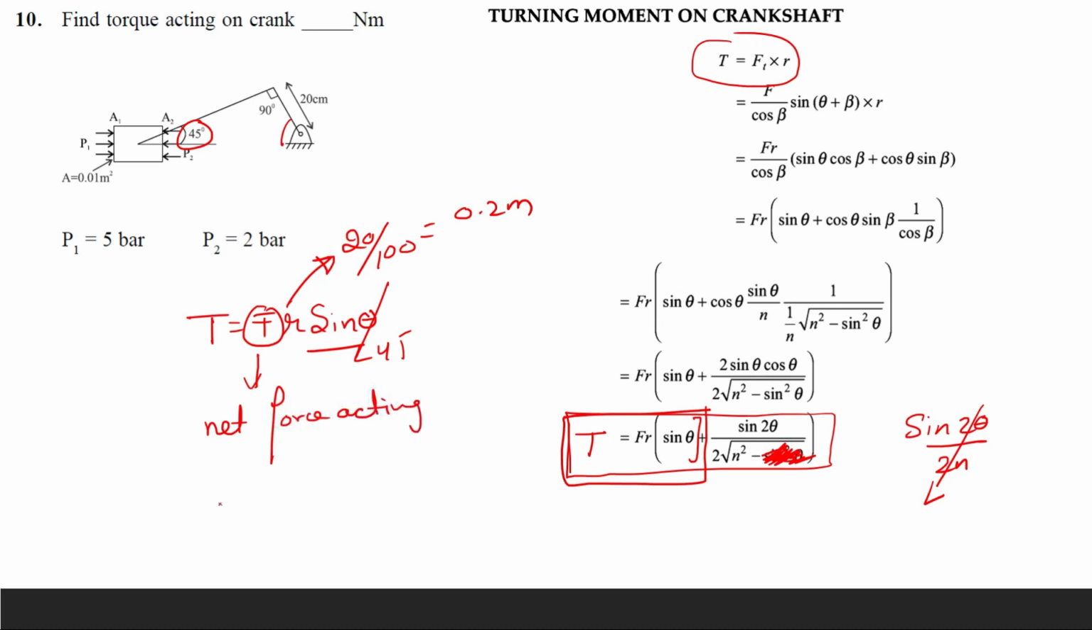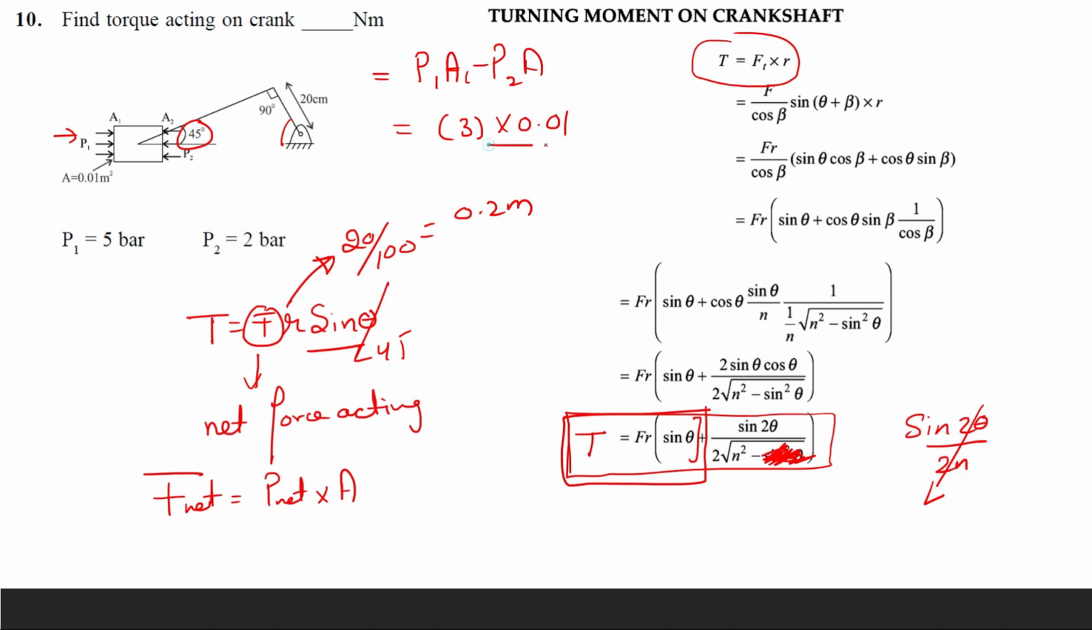So how can you calculate net force? F net is basically net pressure into area, so it is P1 A1 minus P2 A2, because pressure is acting here also. The area is the same, whatever area is given, 0.01. So the pressure difference is 3 and the area is 0.01. From here you can calculate the net force, and the radius is given, so you can calculate the torque also.